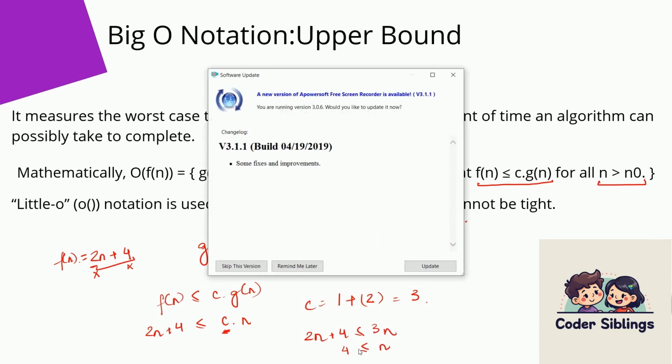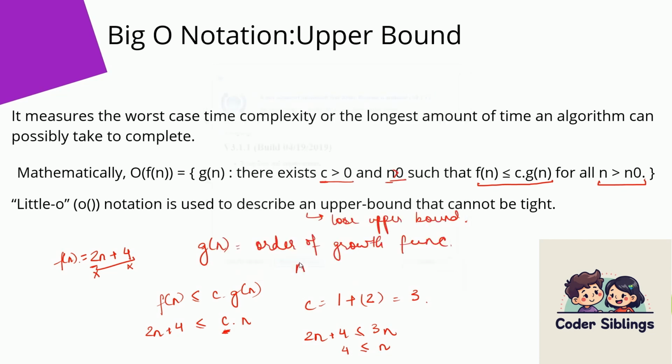So n must be greater than or equal to 4, right? So in this case, our n naught is 4. So we have found the constant c, which is greater than 0, and the value that we found is 3, and n naught, which is greater than 0, is equal to 4. So for this function, the complexity is big O of n, which is our answer.